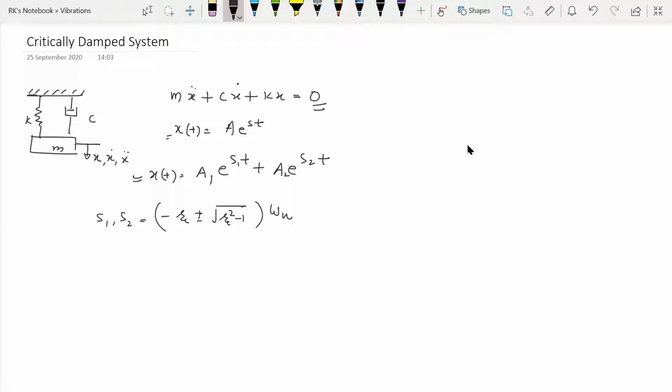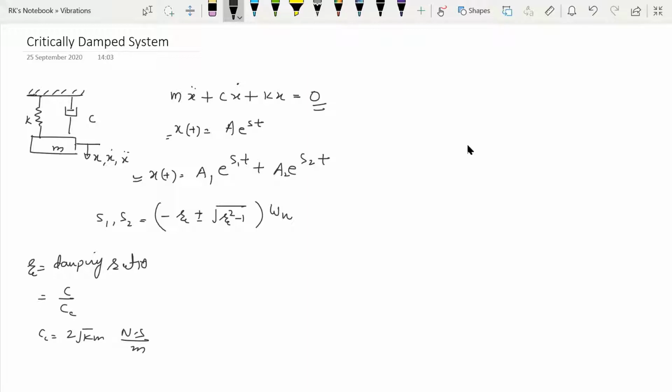There were two roots, S1 and S2, in the form of zeta. Here zeta equals the damping ratio, which is given by C over Cc. Cc is the critical damping constant, which is 2 under root km, in newton second per meter, right? So in this lecture we'll talk about the critically damped system.